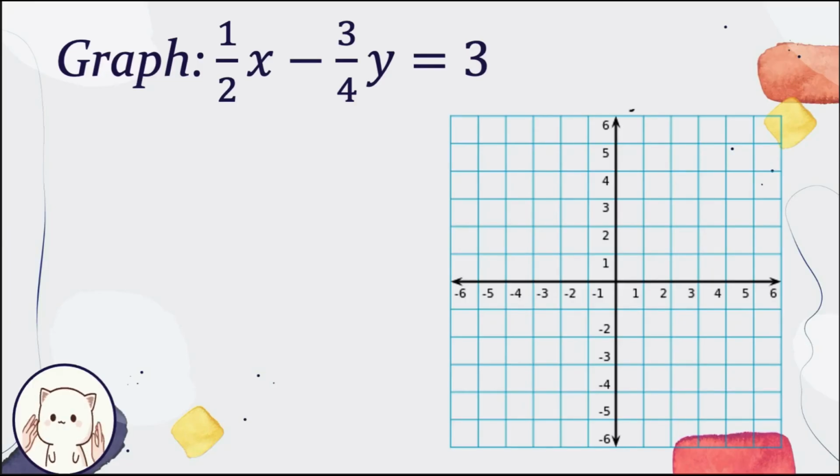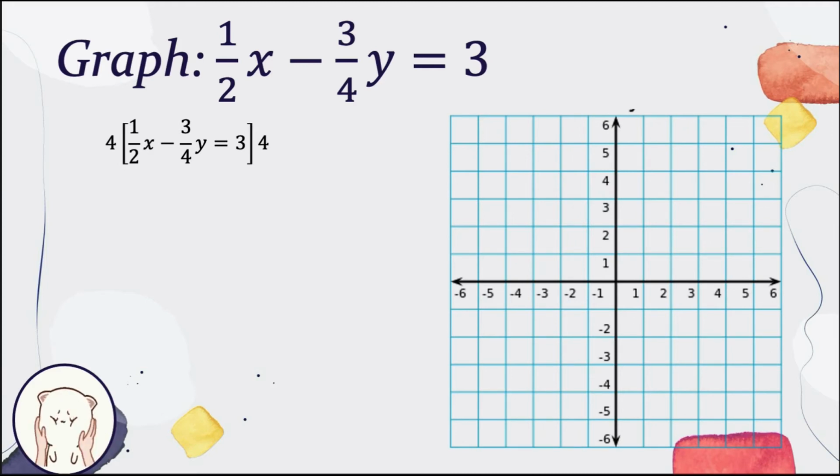Okay, for the third example, we have to graph 1/2 x minus 3/4 y is equal to 3. As you can see here, the equation has fractions. So what we are going to do is first remove these fractions by multiplying both sides of the equation by the LCD, which is 4.